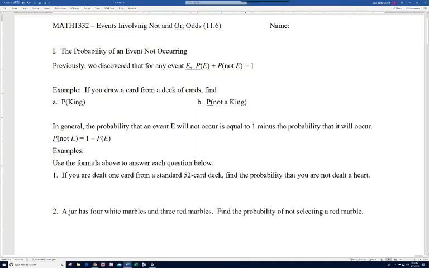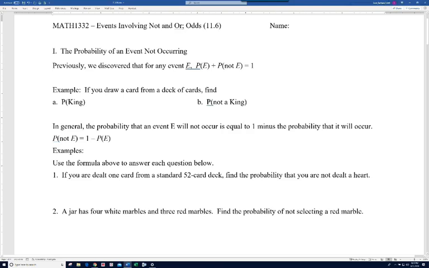Okay, in this video we're going to talk about events involving not and or, and also odds. So let's go ahead and get started. First of all, the probability of an event not occurring, and we've actually discussed this previously.